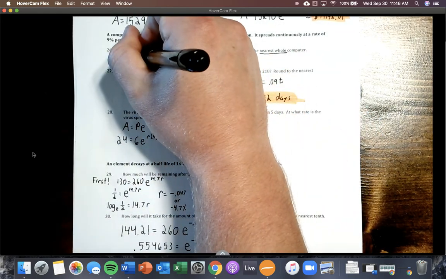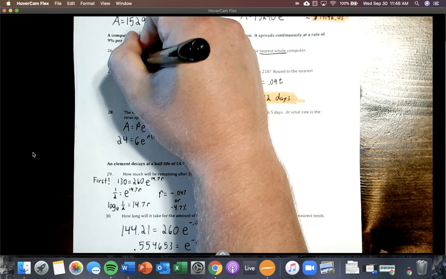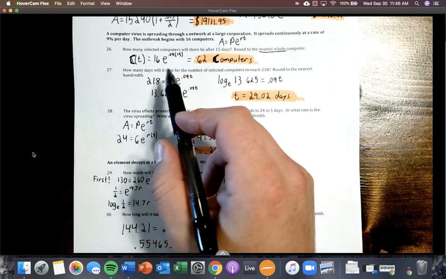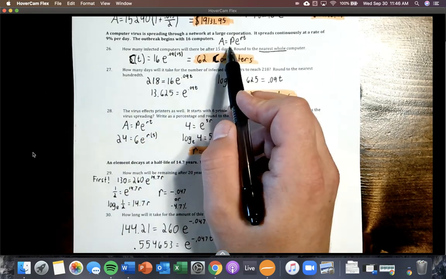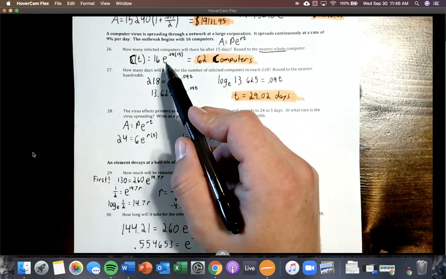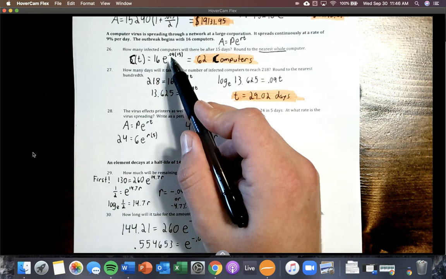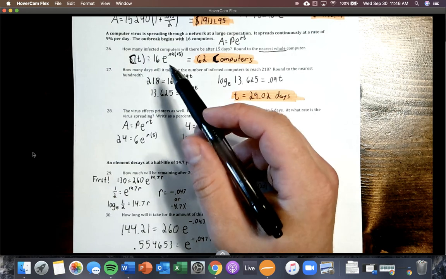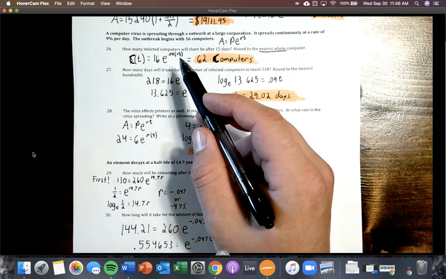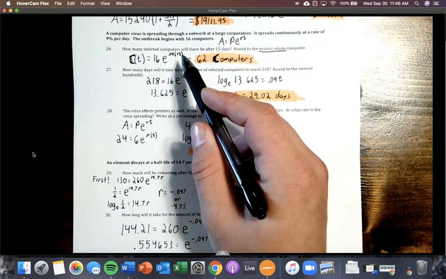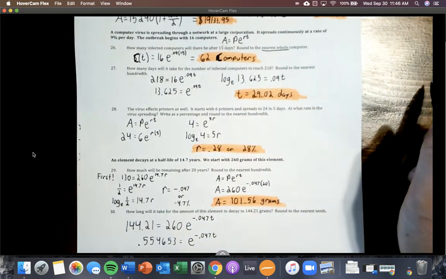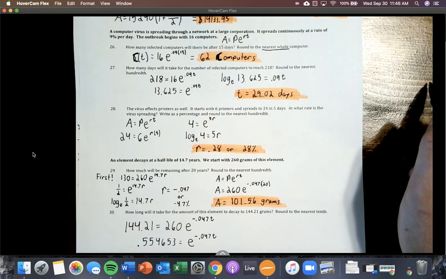And that's important, we're rounding to the nearest whole computer. So we want to know how many computers in a given time are going to be infected. Well, we know it's starting with 16, so the P is 16. That's times e raised to the rate, which is 9% per day, so 0.09, times the number of days, which is 15. We plug all that into our calculator, and we end up getting that 62 computers are going to be infected after 15 days.